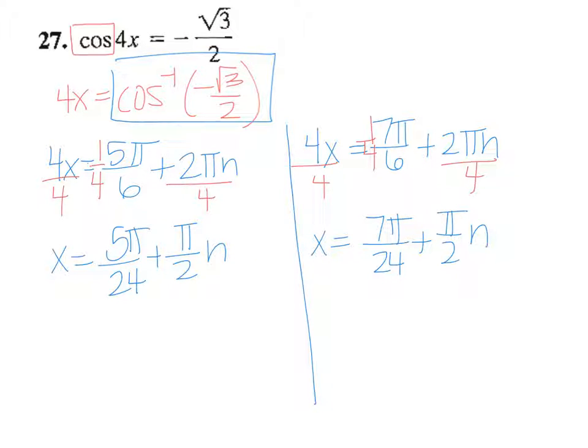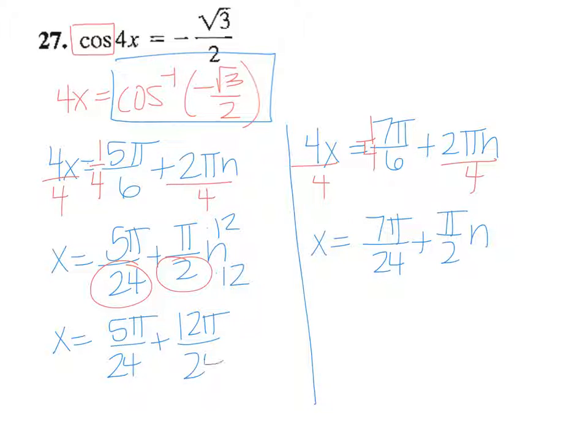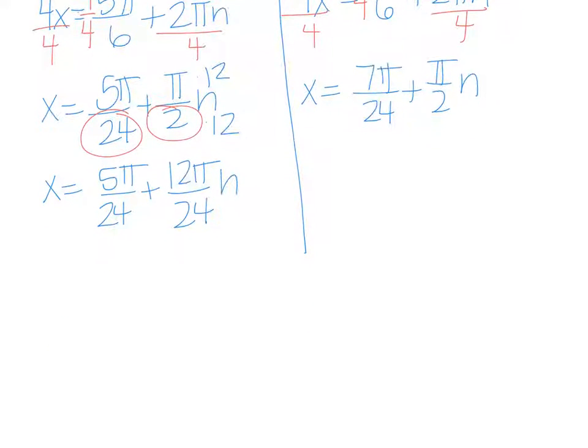So what I want to walk you through is the trick I kind of discovered at the end of 5th period yesterday. The first thing I would do is go ahead and make these two common denominators. It's just going to make everything a lot easier here. So it's going to be 5 pi over 24 plus, we'd have to multiply by 12, so 12 pi over 24 n. So instead of trying to plug in a number for n each time, this is what you can do instead.